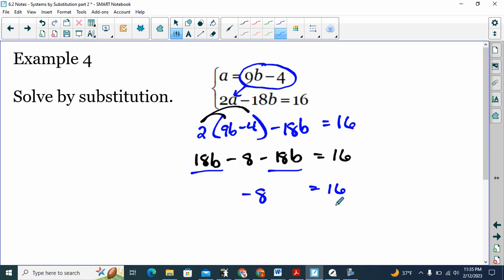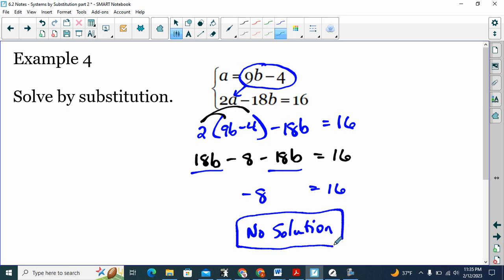Negative 8 equals 16. Well, they're not equal to each other. When that's the case, we have no solution. Remember when we solved by graphing, sometimes we got no solution, and that happened when I had parallel lines. If I were to graph these two, we would wind up with parallel lines. No solution is correct.